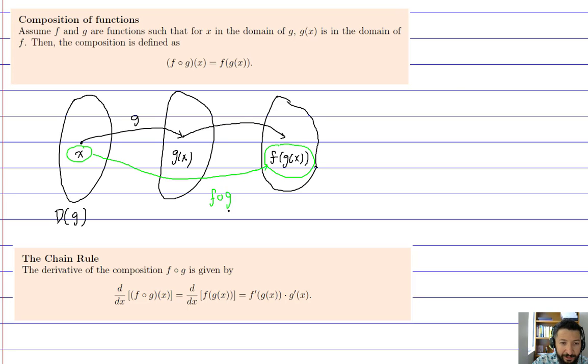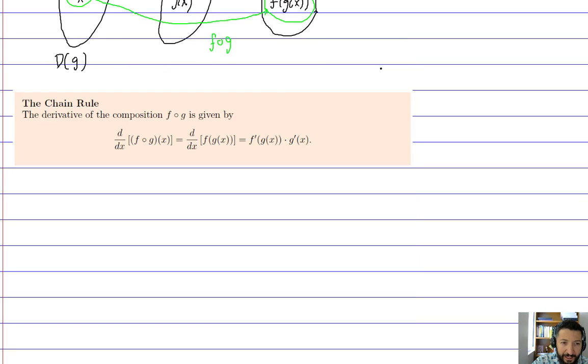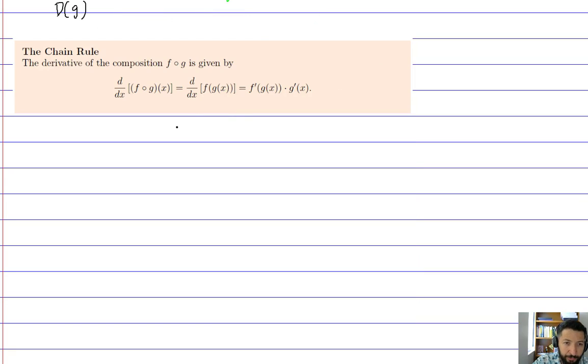So with that in place, we can think about how to take the derivative of such a function. And the answer is by using the chain rule. The derivative of the function f circle g is going to be f prime evaluated at g, times g prime of x. The way I like reading this is: the derivative of the outside, which is the function f, evaluated at the inside, which is the function g, times the derivative of the inside, which is g prime.